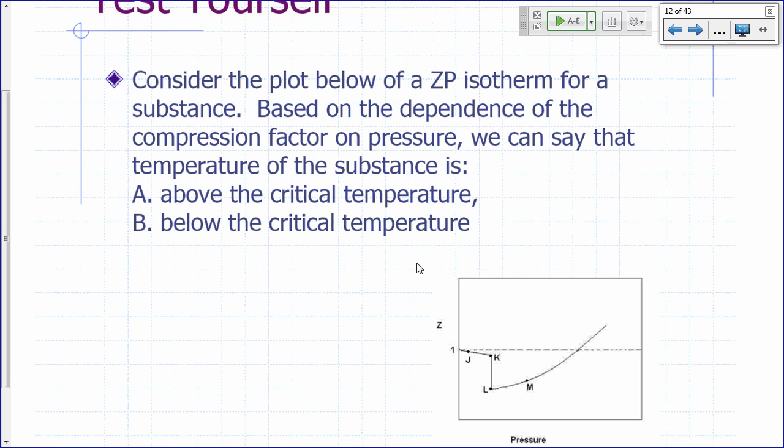Okay, here's a plot of Z versus P for a substance undergoing liquefaction. Based on the dependence of the compression factor, we can say that this substance is below the critical temperature or above the critical temperature. This is Z versus P. This is an isotherm, so all of these data points are at the same temperature. Does this represent conditions below the critical temperature or above the critical temperature?